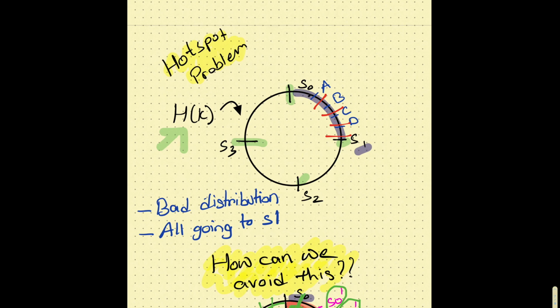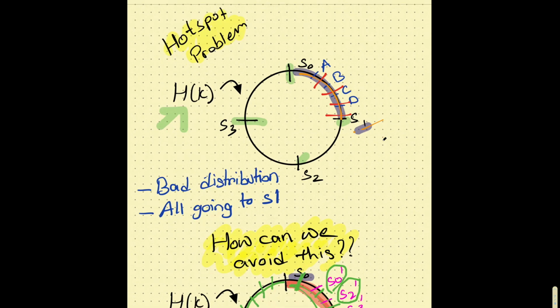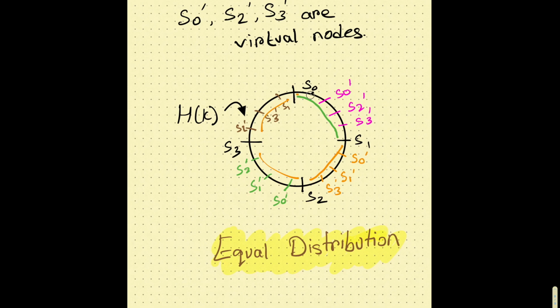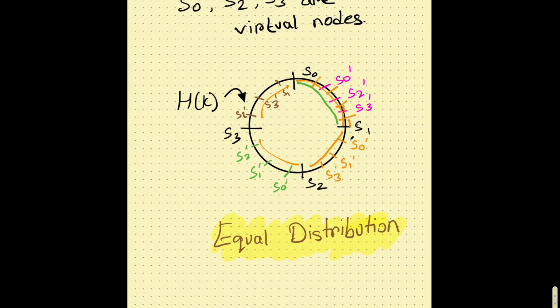If all the requests were coming here, all of them would have gone to S1. Whereas right now, even if all the requests are coming over here, they can go to 0 prime if it's here, they can go to 2 prime if it's here, they can go to 3 prime if it's here, or they can go to server 1 if it's here.